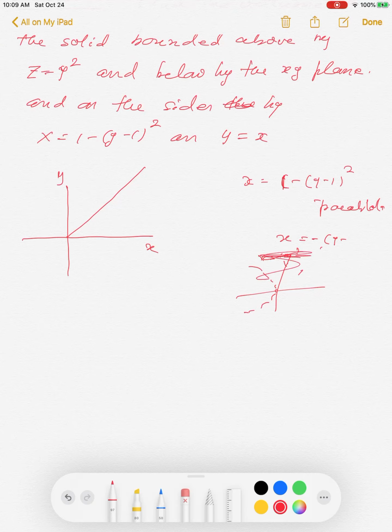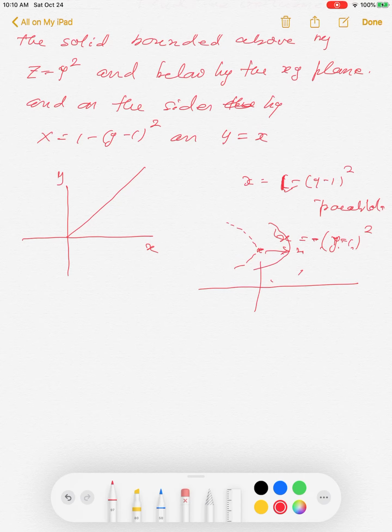So let me erase this. And so this parabola will be with vertex at 1, 1. This will be x equal to minus of y minus 1 square, because when y is 1, x is 0. And then this additional 1 here will push it in the x direction by 1 unit. So it's a parabola whose vertex is at 1, 1. So I have this one, and this parabola will also cut when x is 1, when y is 1, x is 1, and when y is 0, x is 0. So it will cut through this.